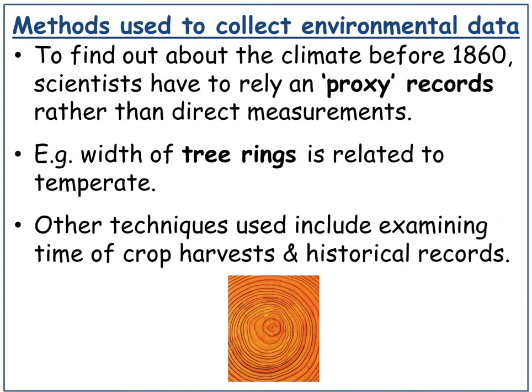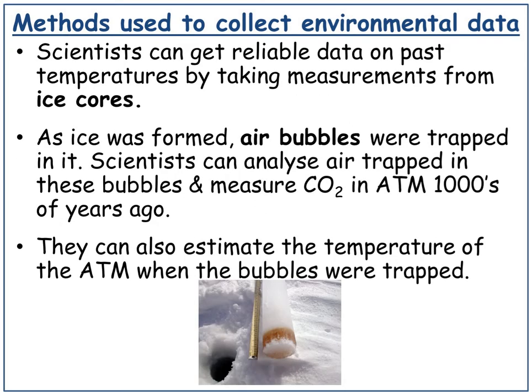To find out about the climate before 1860, scientists have to rely on proxy records rather than direct measurements. For instance, the width of tree rings is related to temperature that year. Other techniques are used, including examining the time of crop harvests and historical records.